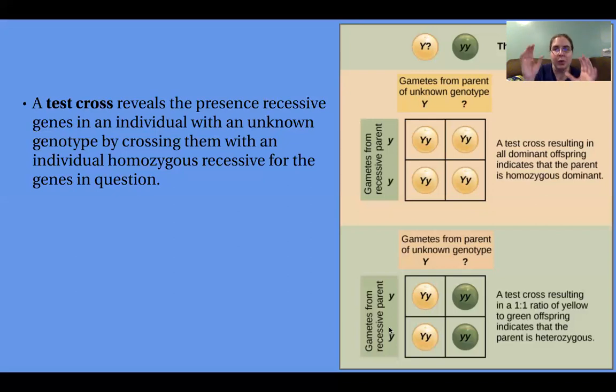Well, now I have both yellow and green offspring. So that tells me right off the bat, even though it's not a perfect 50% to 50% ratio, it's close enough. And the fact that I get both colors, yellow plants and green plants, tells me that the unknown parent had to have a recessive allele to pass on. Otherwise, there'd be no way for the recessive trait to be shown. You can only show a recessive trait if you have two recessive alleles. That means you get one from mom and one from dad. Well, that means that the unknown parent has to be heterozygous. Big Y, little y.